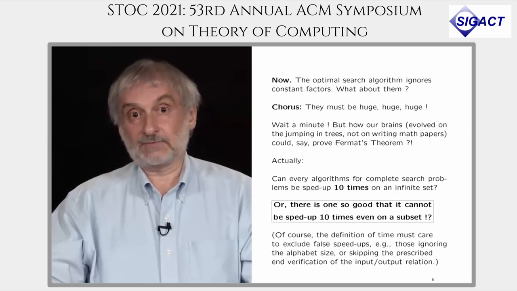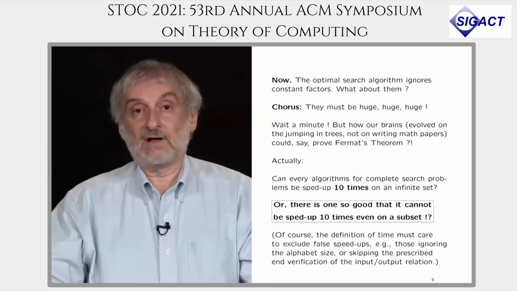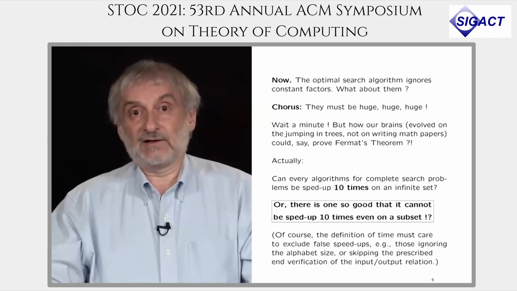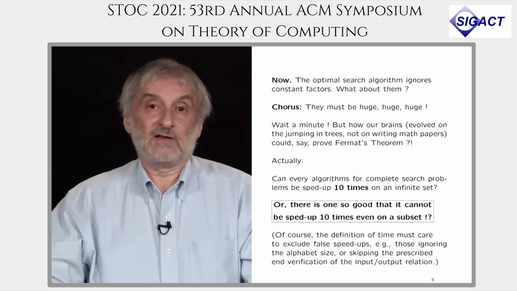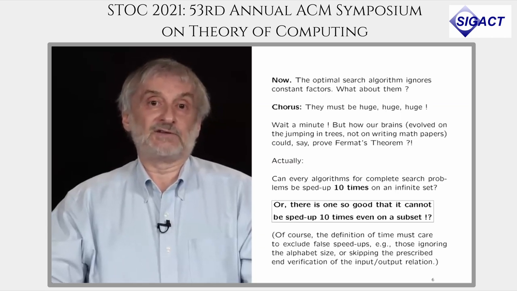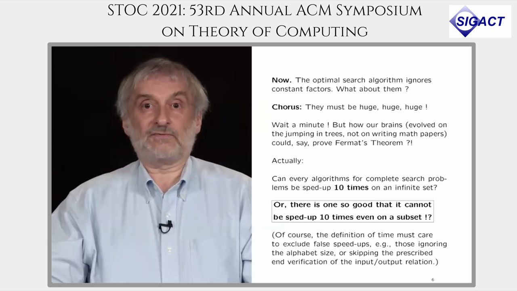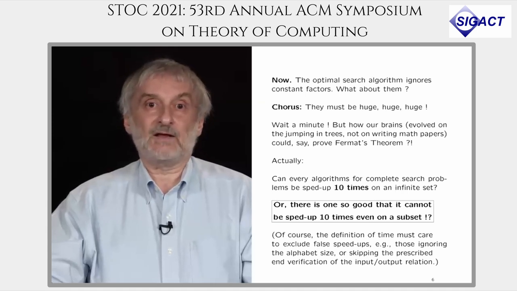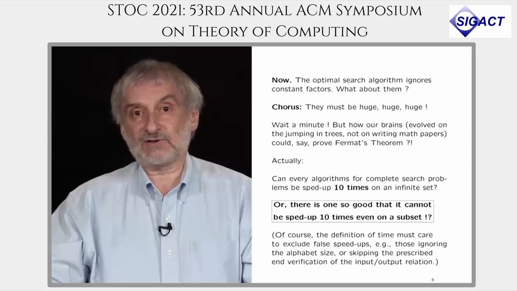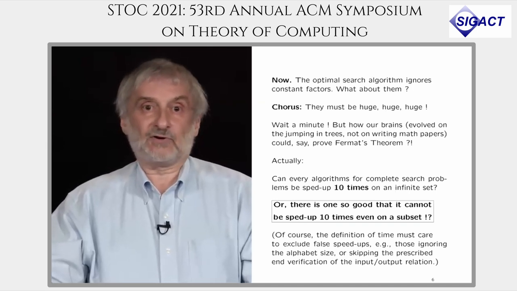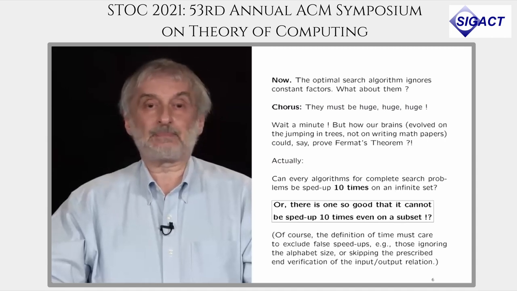So I repeat a formal question about these constants. Can every algorithm for complete search problems be sped up 10 times on an infinite subset? Of course, Kolmogorov's definition of time can allow fake speedups. For instance, if we ignore the size of the alphabet and reduce the number of steps just by making each step larger due to the larger alphabet. Or if we exclude the required end testing of the input-output relation and choose a relation that itself allows a non-constant speedup. But it is easy to carefully define time to preclude such cheating.